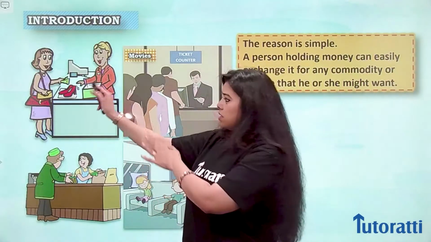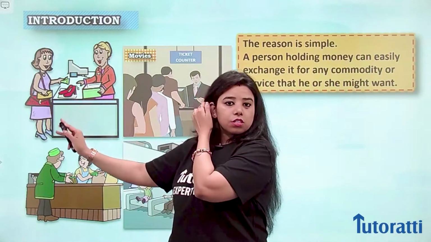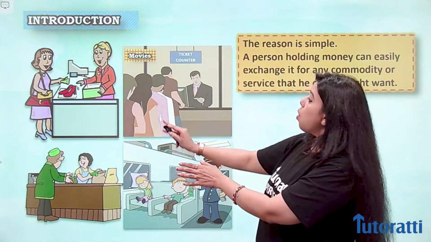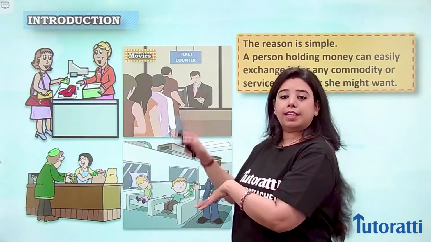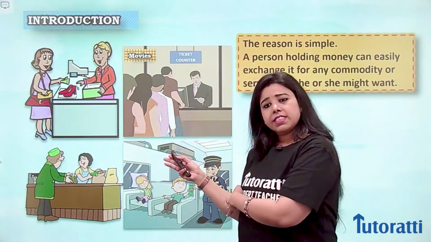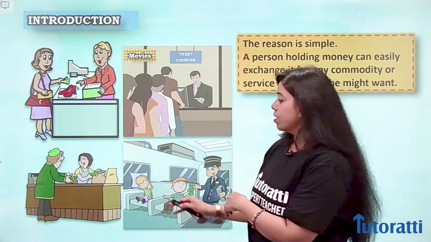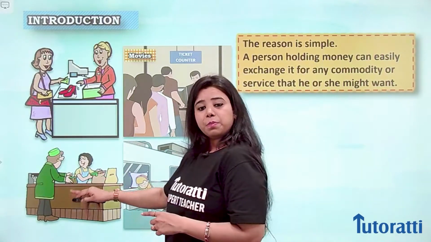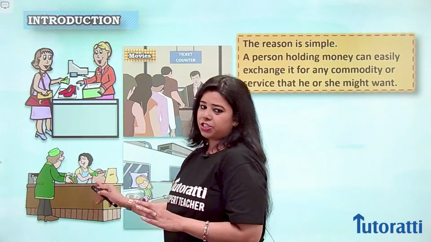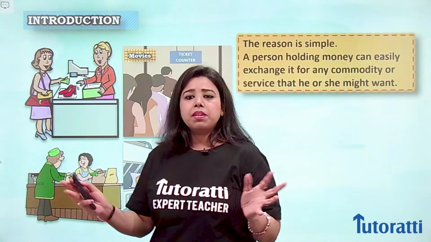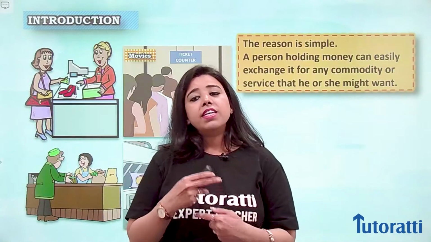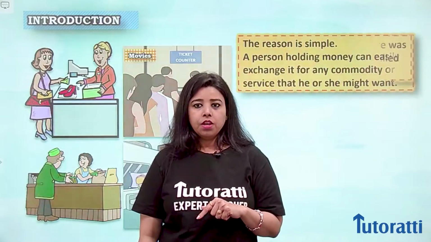In this case, you saw the lady is having money, she is exchanging it for goods. In this case, you can see there is a long queue outside the ticket counter, and these people are carrying money and taking tickets. Will they give tickets without money? Never. Here also you can see the lady is purchasing vegetables from the vendor in exchange of money, and the transportation facilities are being used. Hence the simple reason is that whoever has money can easily exchange it for any commodity and service they need.